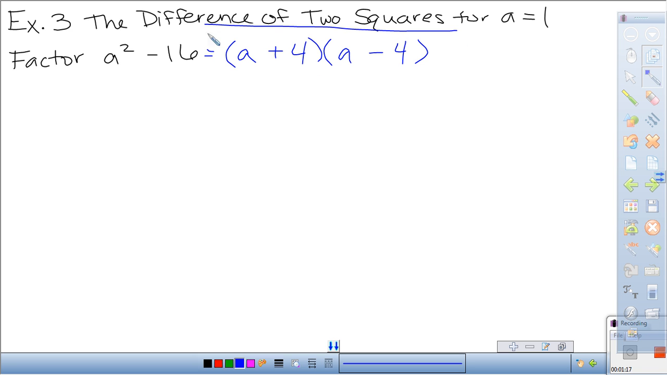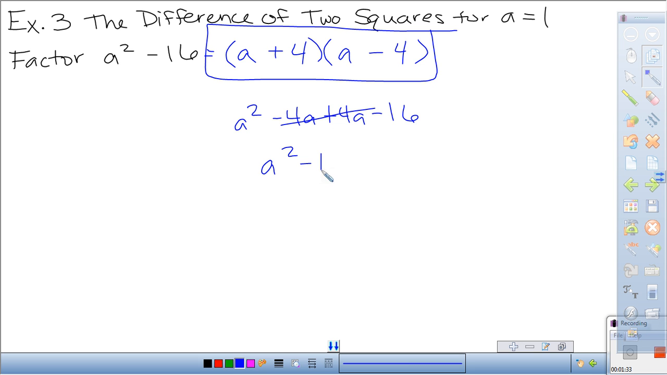And there's your answer. To check it, all you have to do is FOIL. A times a, a squared. A times negative 4, negative 4a. 4 times a, plus 4a. 4 times negative 4, negative 16. Obviously, the negative 4a plus 4a cancels, so you end up with a squared minus 16, and that is what we started with, so we did it correctly.